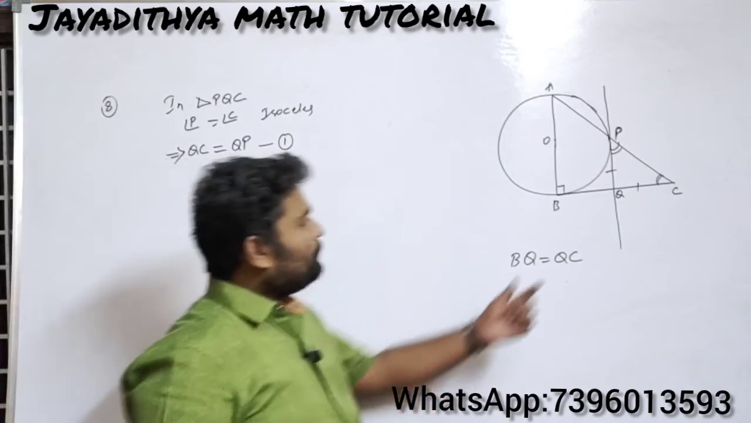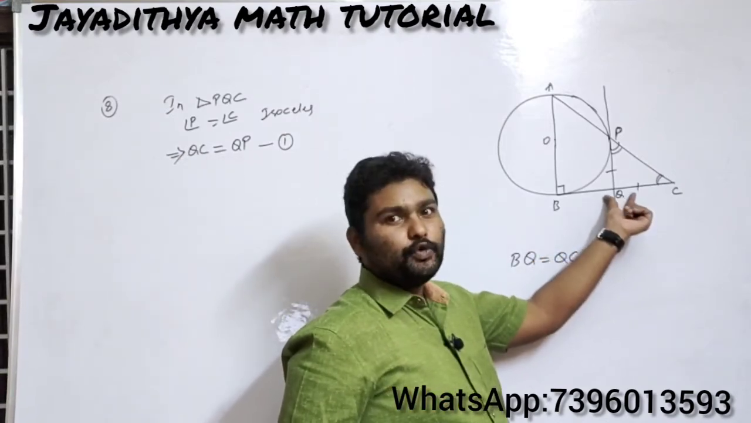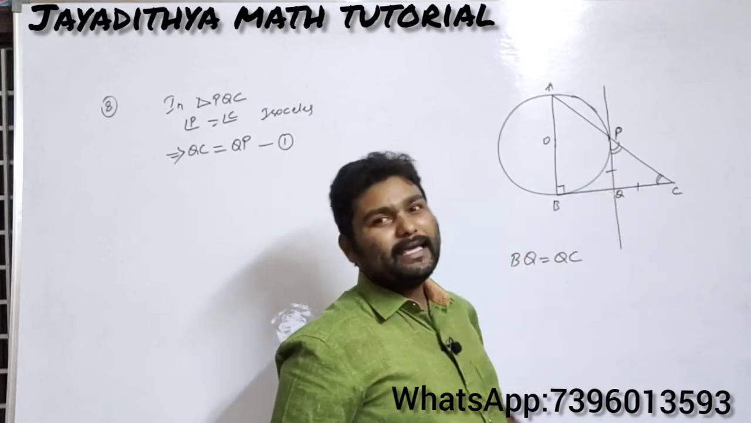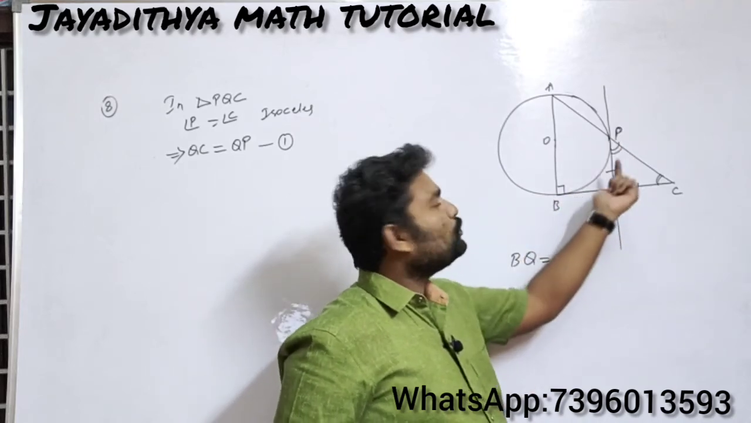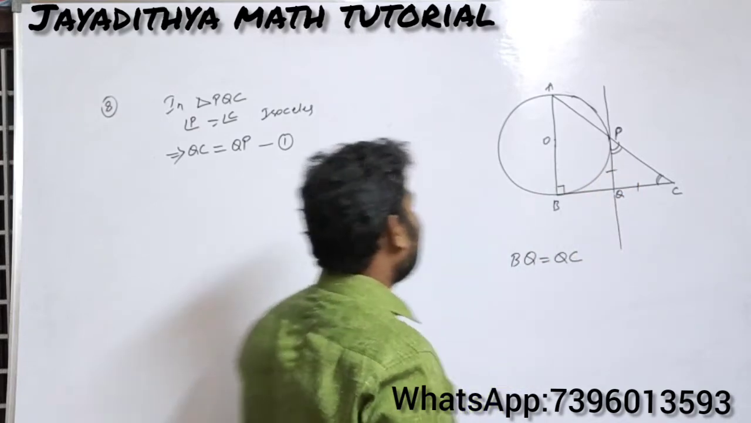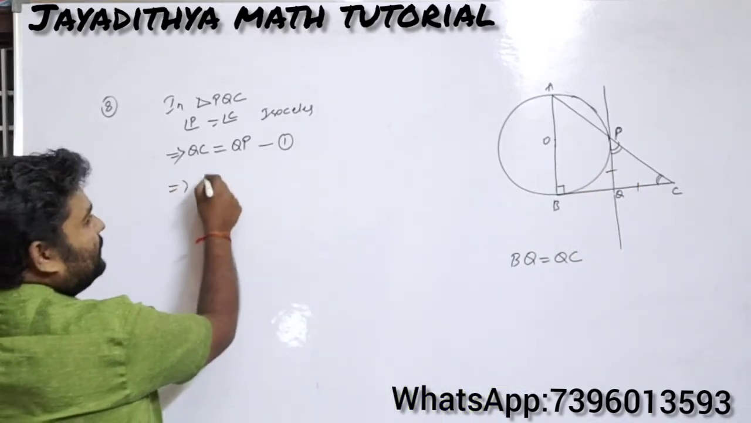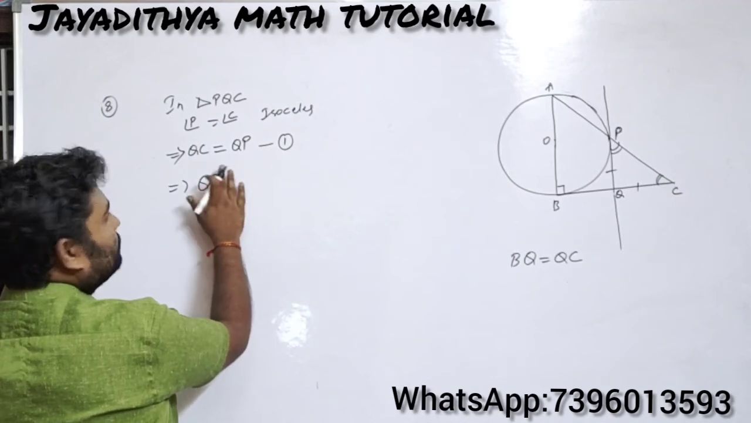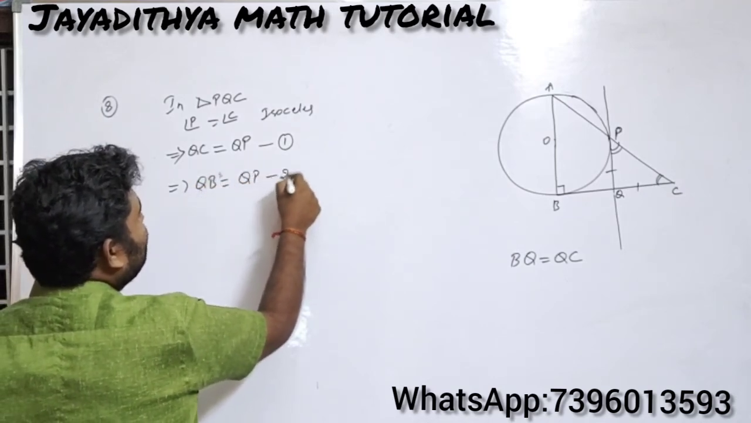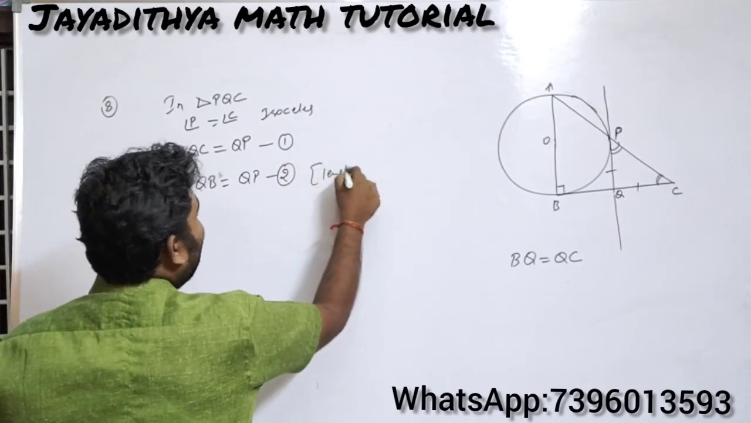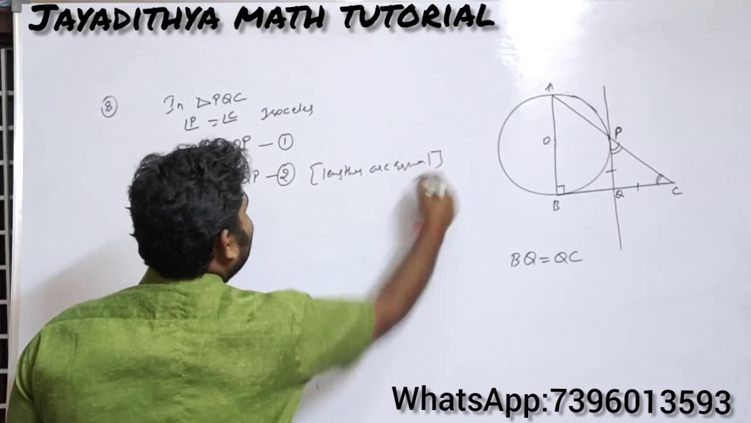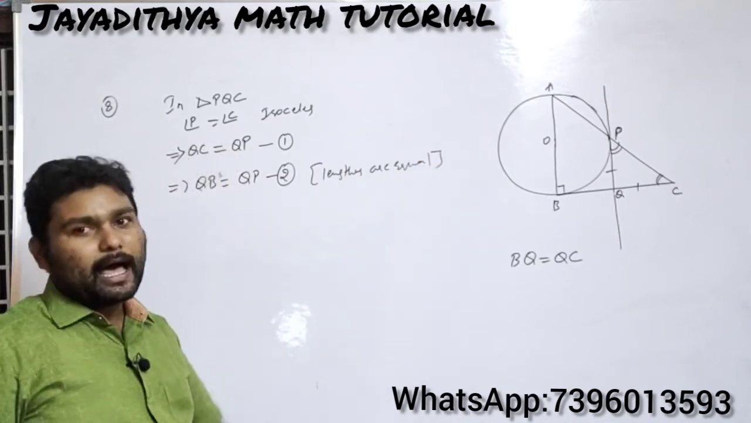And you know that from Q, if you see Q as an external point, QB is a tangent and QP is also a tangent. And these two lengths will be equal. Why? Because the lengths of the tangents drawn from an external point are equal. So QB is equal to QP. This is equation 2. You write here clearly, lengths of the tangents drawn from an external point Q are equal.